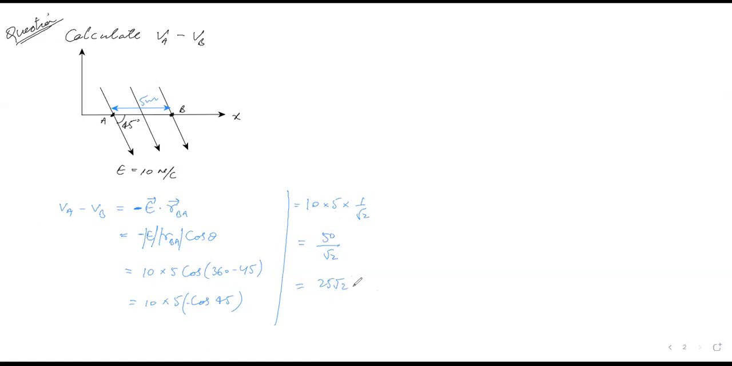Sir, in the above equation, 10 into 5 into cos of 360 minus 45, we should minus it, right? Or just write 45? After converting it from cos 360 minus 45, you get again in terms of cos function.